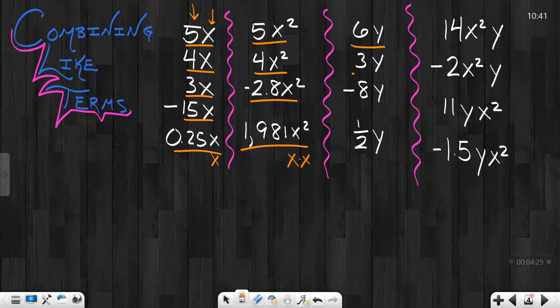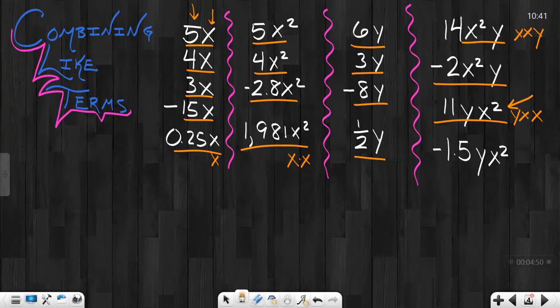Look at our y, 6y, 3y, negative 8y, half y, all y terms. All right, they're all consistent. And look at our last one, x squared y. All right, so we have 14x squared y, negative 2x squared y, 11yx squared. I'm going to point this one out. These are still like terms. Notice this is x, x, y, and this is y, x, x. They have the exact same combination of variables. They just put them in the wrong order.